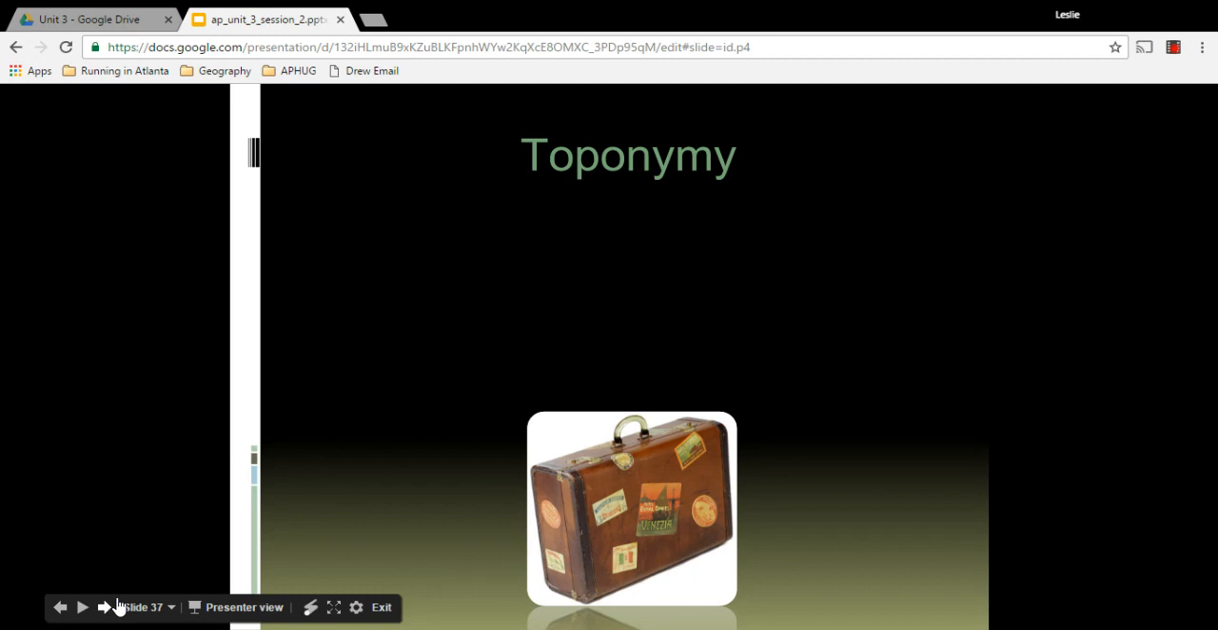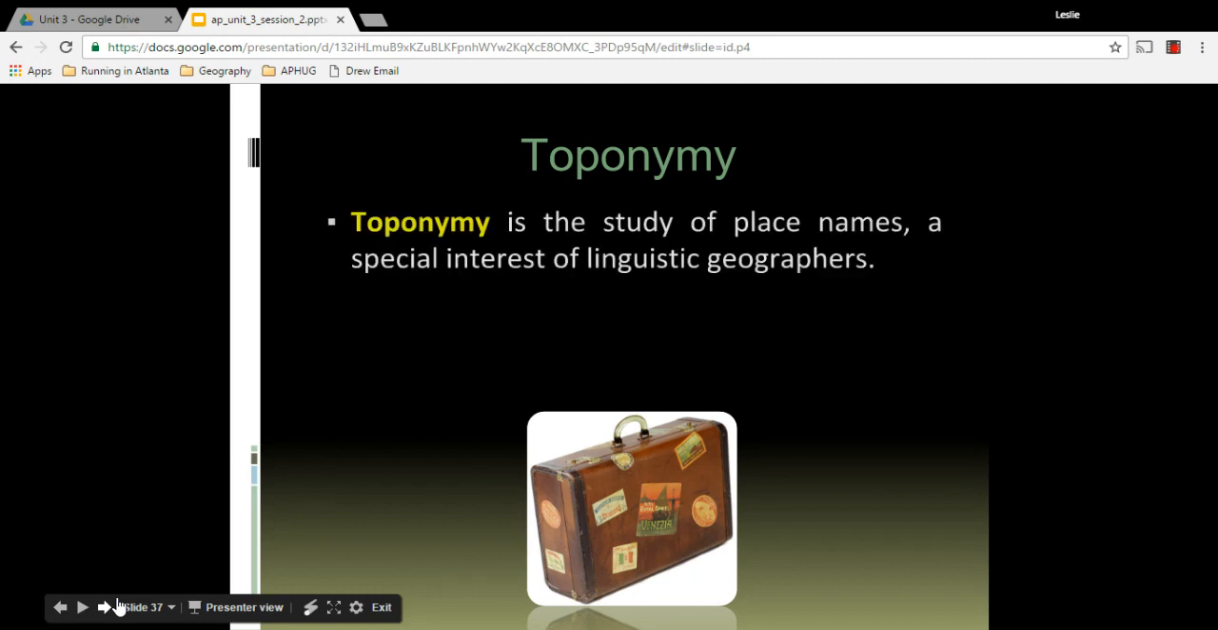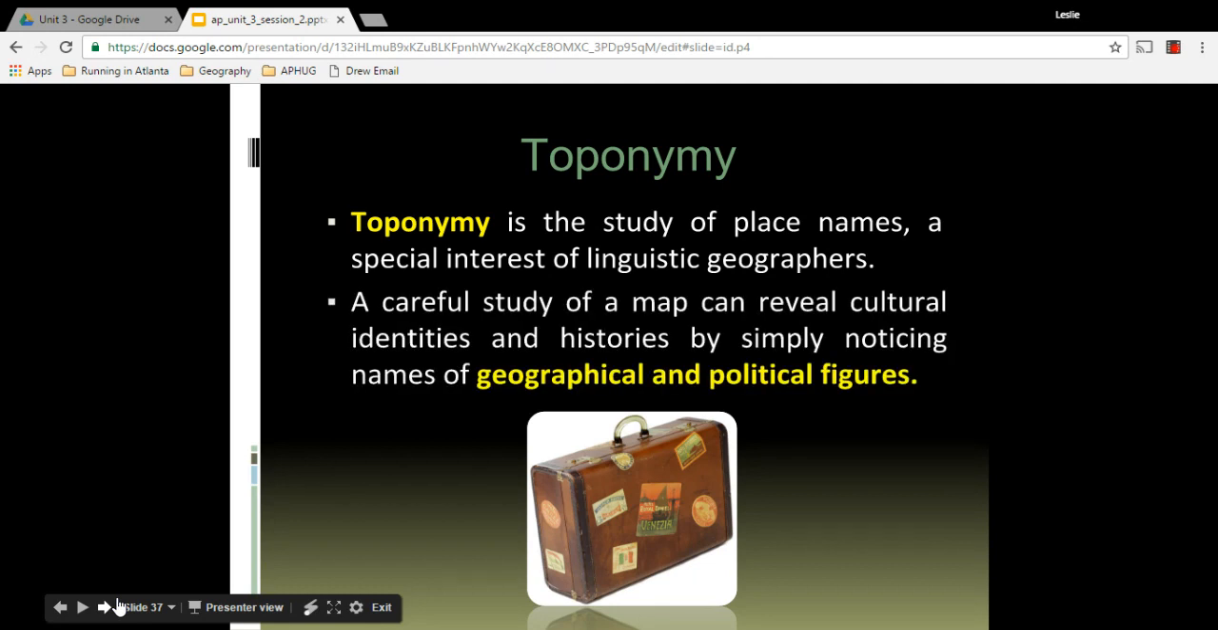So a review of some of the things we talked about in Unit 1. So we talked about toponyms in Unit 1. Toponymy is the study of place names, a special interest of linguistic geographers. So how do places get their names? A careful study of a map can reveal cultural identities and histories by simply noticing names of geographical and political figures.